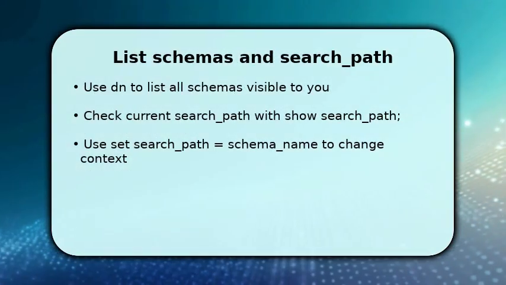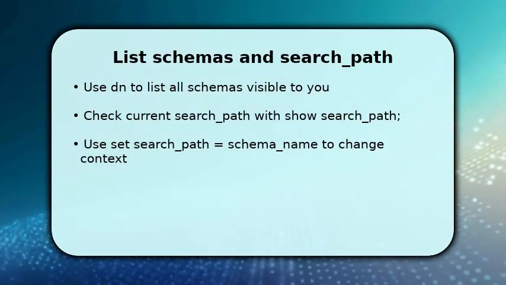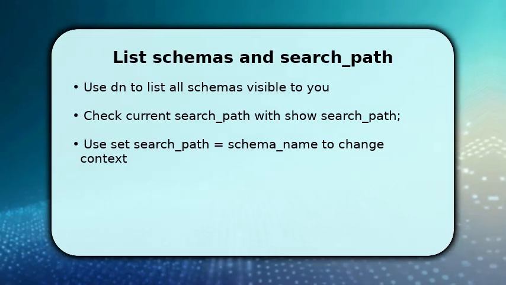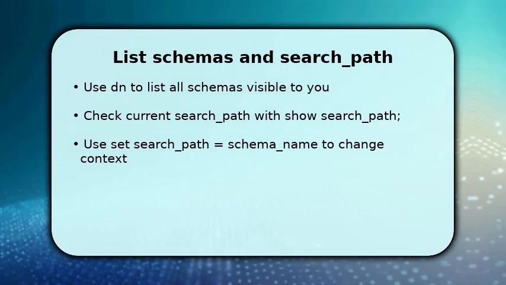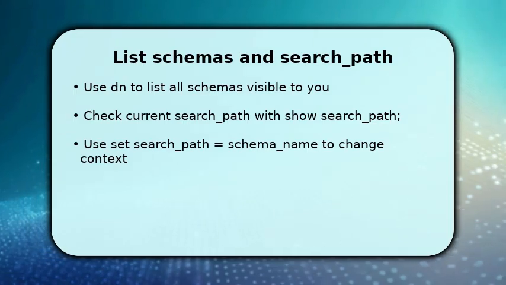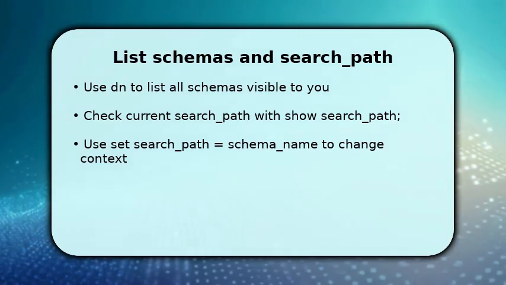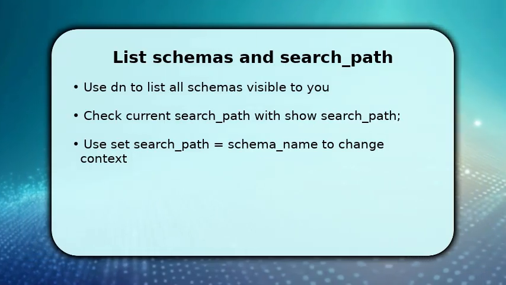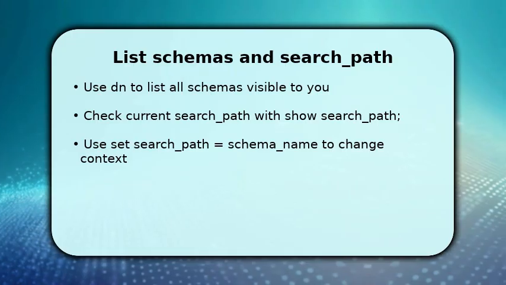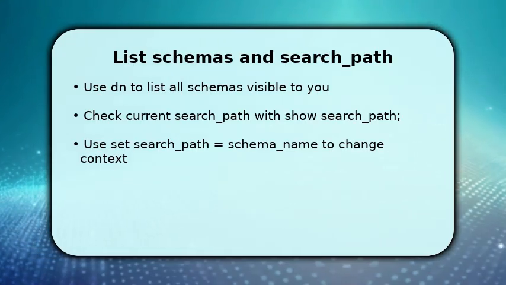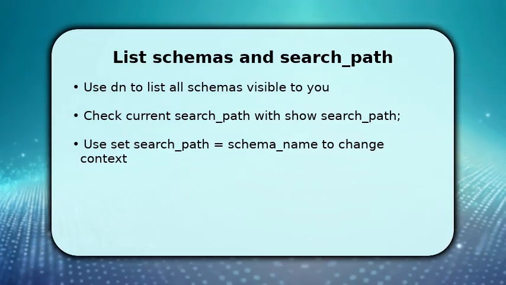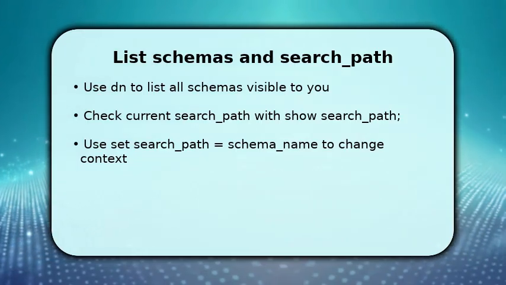Now list the schemas you can see using the built-in psql command \dn, which quickly shows schema names and owners. It's fast and reliable. Once done, check your current search path with SHOW search_path, because that determines which schema is used by default. If you need to focus on one schema, set search_path equals schema_name so subsequent unqualified queries use it. These steps control both visibility and object resolution, so make them part of your routine when exploring.